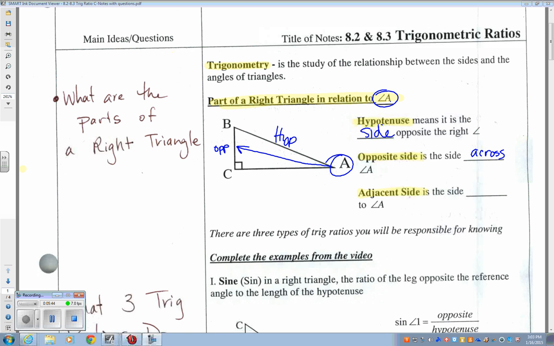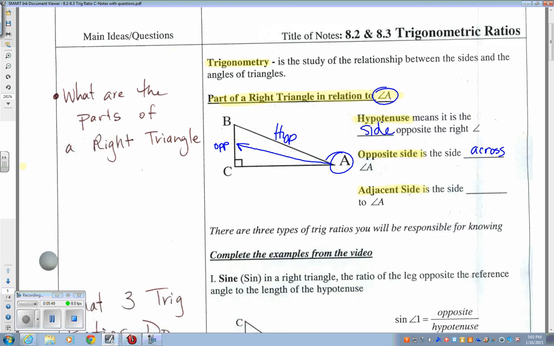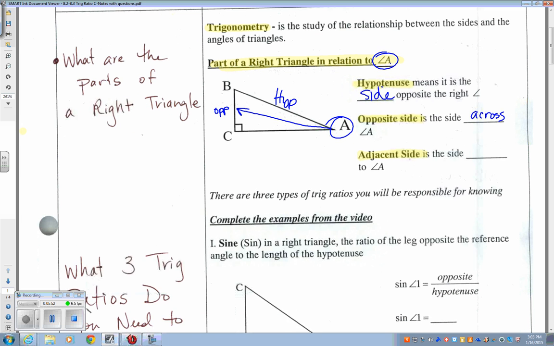Now, adjacent is the side that some students seem to forget how to identify. We want the side adjacent to this angle A. Which side could it be? I abbreviate adjacent with just ADJ. The adjacent side always intersects with the hypotenuse. Another way of looking at it, the adjacent side is right next to the angle we're comparing it to. So some people say it's the side next to the angle, or the side that intersects with the hypotenuse.